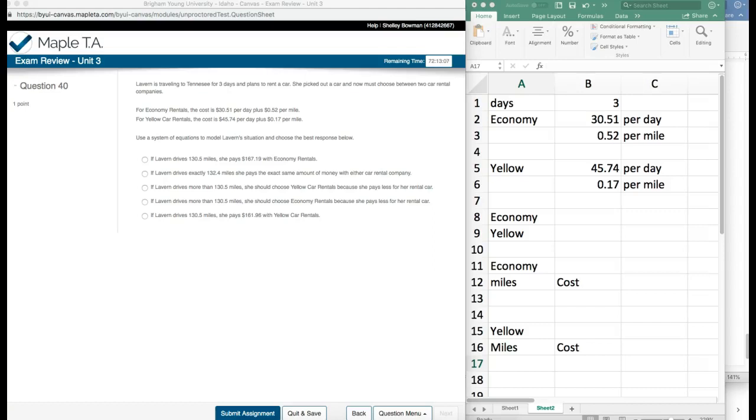Maple TA Exam Review Unit 3, question number 40. Laverne is traveling to Tennessee for 3 days and plans to rent a car. She picked out a car and now must choose between two car rental companies.